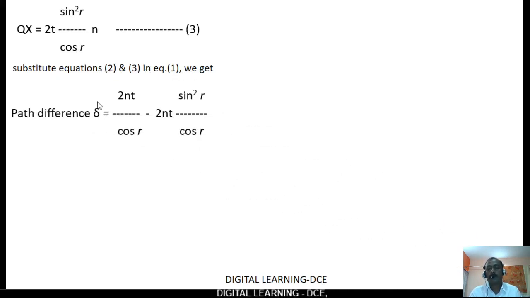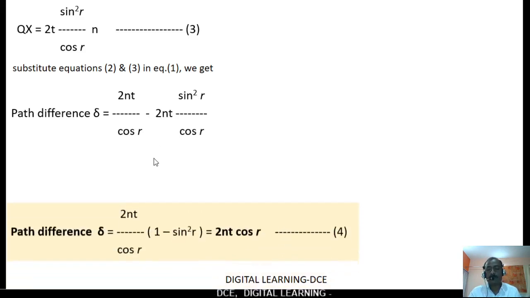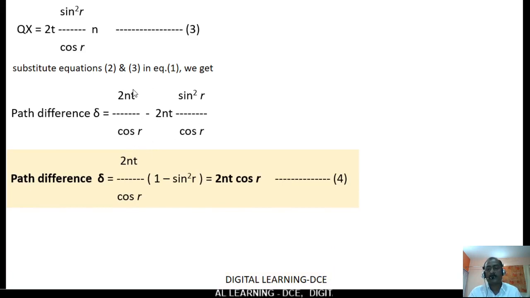Substitute equation 2 and equation 3 in equation 1. We get path difference delta equals 2nt by cos R minus 2nt sin square R upon cos R. On further simplification, take 2nt by cos R as a common factor into (1 minus sin square R). Here 1 minus sin square R means cos square R. Cos square R in the numerator and cos R in the denominator, one term is cancelled. Then we get 2nt cos R. Let it be equation 4.